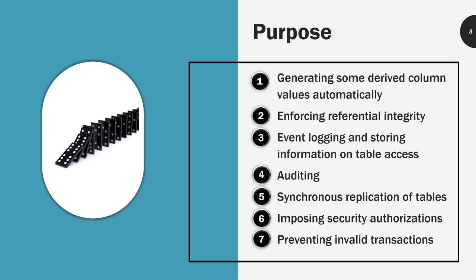There are a number of reasons for using triggers in PL/SQL scenarios. Some of these purposes range from generating derived column values automatically. We can enforce referential integrity. We can use them for event logging and storing information on table access. We can use them for auditing and synchronous replication of tables. We can impose security authorizations, and we can use them to prevent invalid transactions.